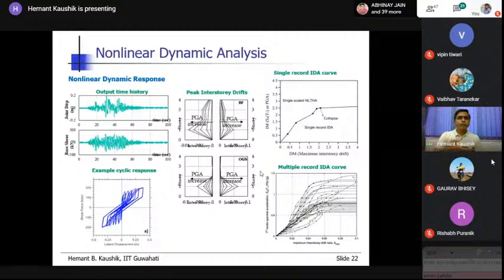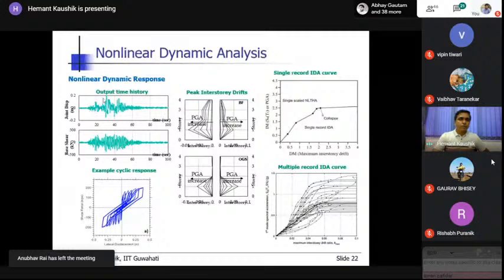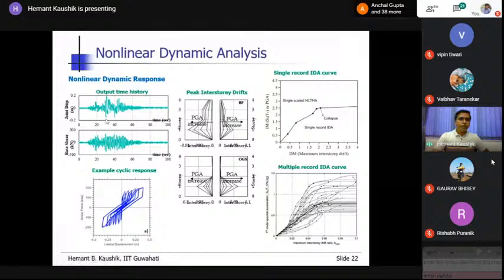Now, once you do that, you have these kinds of outputs. For the nonlinear dynamic response, you can plot the joint displacement. Every joint displacement you can plot with time. This is the output time history for the joint displacement. The maximum displacement was 0.2 meters at a time of, let us say, 28 seconds. That you can read from here. Base shear also you can plot with respect to time.